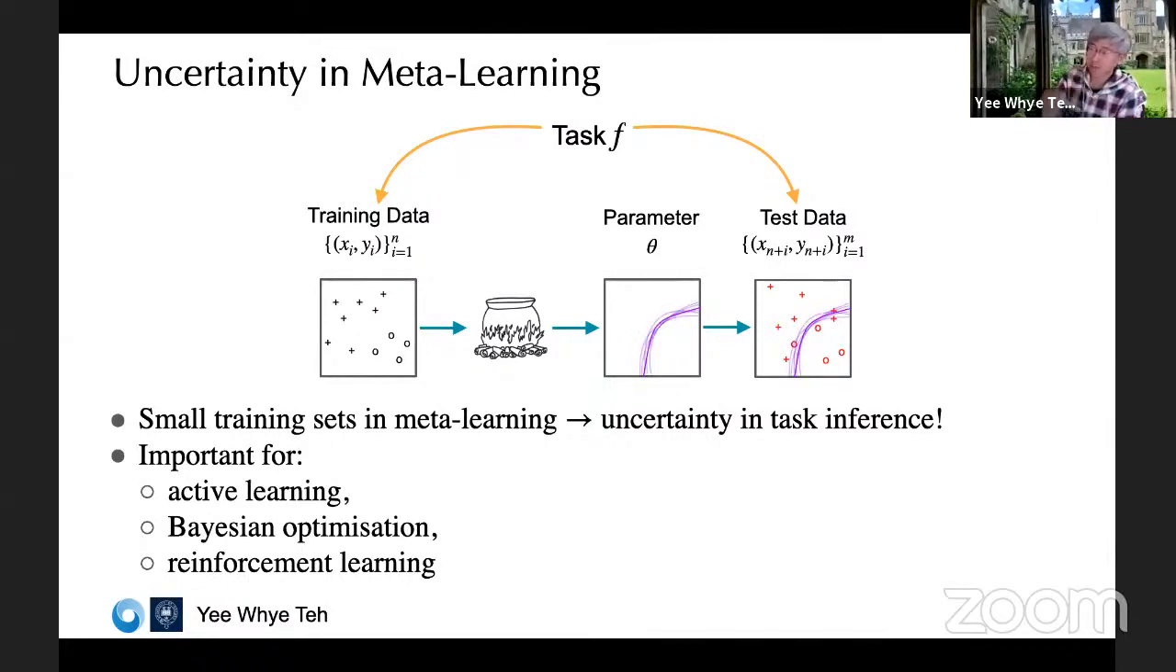So here's a visualization. Previously, we just had a single function that we were making a prediction with, but actually the form of the function itself should be quite uncertain because our training data is quite small. And that uncertainty can be important if we want to make robust, well-calibrated predictions. Or we might want to do things like active learning, Bayesian optimization, or reinforcement learning. So in the rest of this section, I would like to give a few examples of how this can be achieved using neural processes.